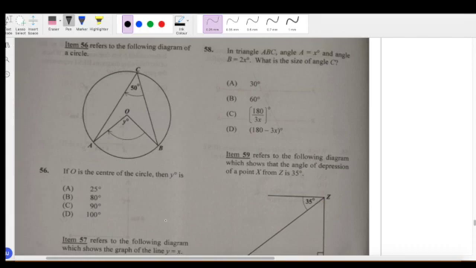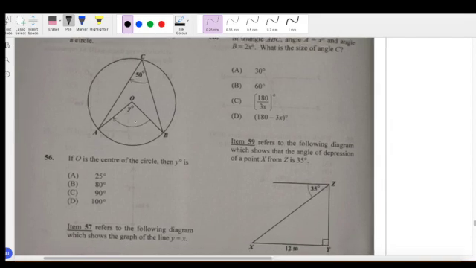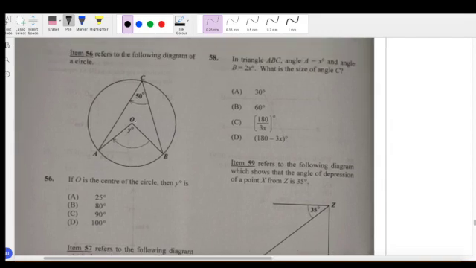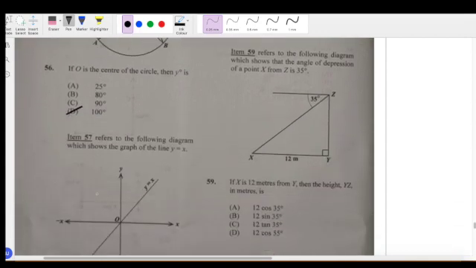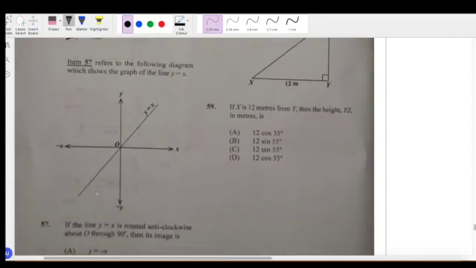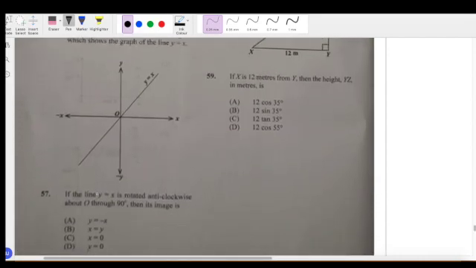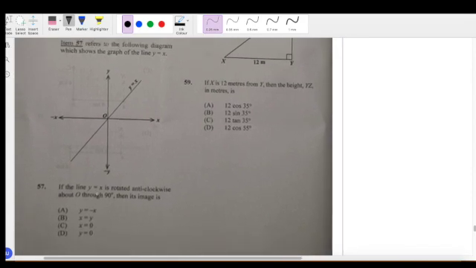56 refers to the following diagram of a circle. So I've seen a circle there. If O is the center of the circle, then Y is... Oh, well, we know the angle at the center will be twice the angle at the circumference, so Y will be 100. 57 refers to the following diagram, which shows the graph of the line y equals x. If the line y equals x is rotated anti-clockwise through 90 degrees, so it'll be like this, then the image will be the line y equals negative x.